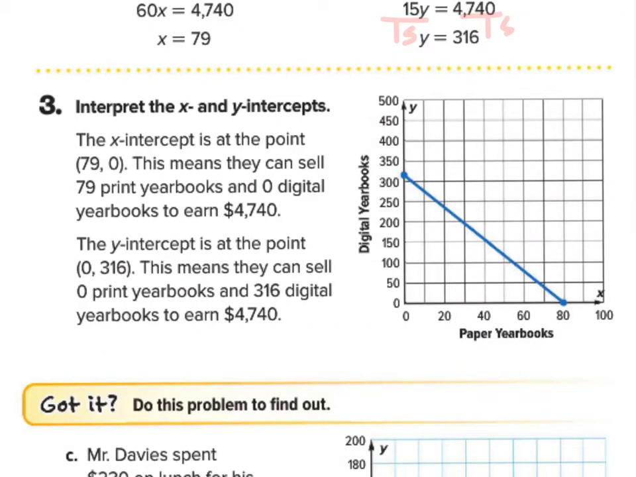Now let's take that information and interpret it by using a graph. So we found that the x-intercept is at the point 79, 0, right?